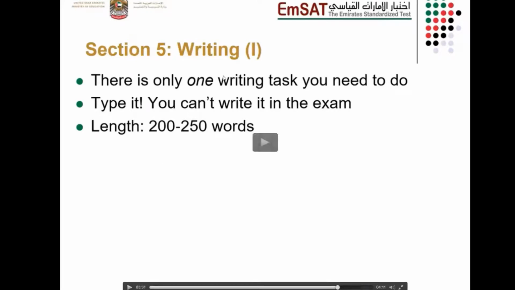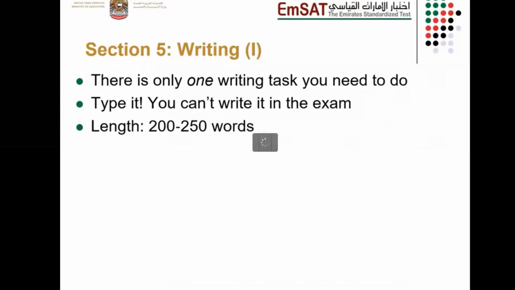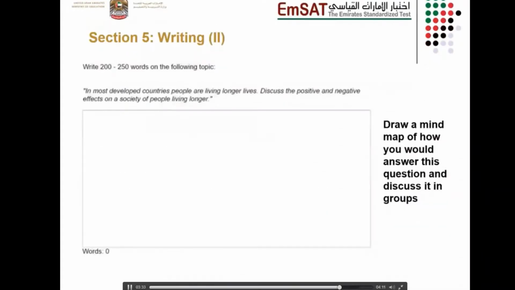What about this? This is a writing section, maybe the last part of this EmSAT exam. There is only one writing task. You have to write between 200 to 250 words. Okay, Muhammad? You need to type it correctly. You will submit it by typing. You need to be a fast typist. Here we go, write 200 to 250 words on the following topic. All that you need to do, Muhammad, what?